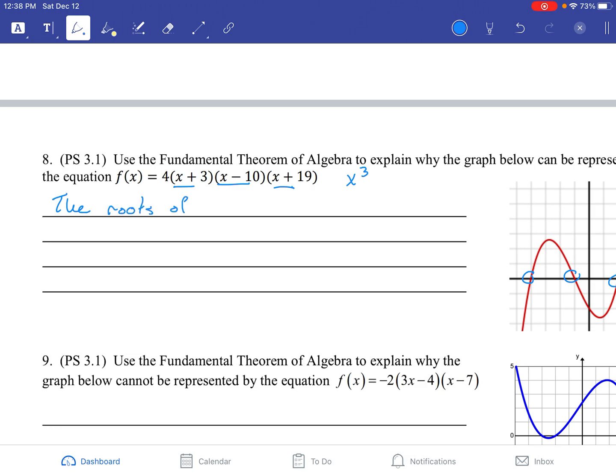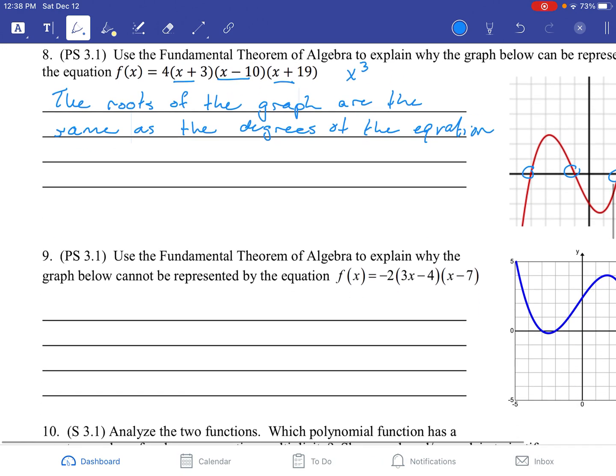the roots of the graph are the same as the degrees of the equation. Okay.